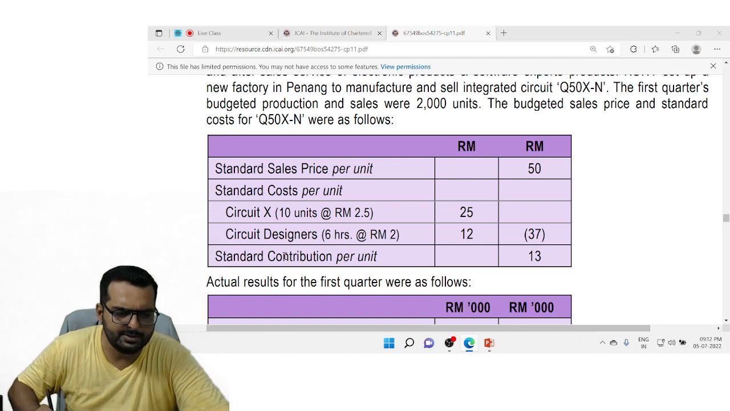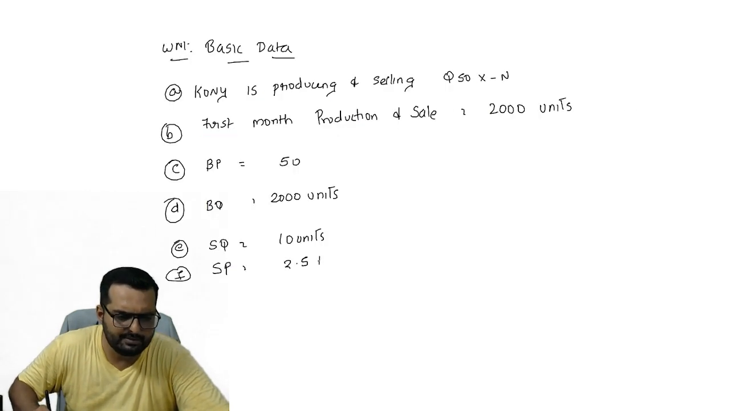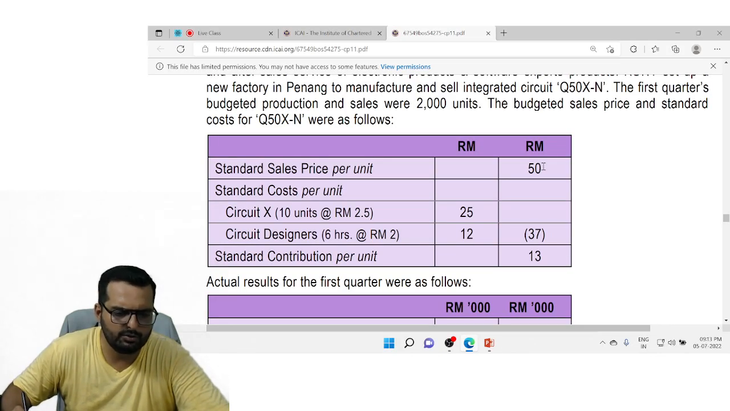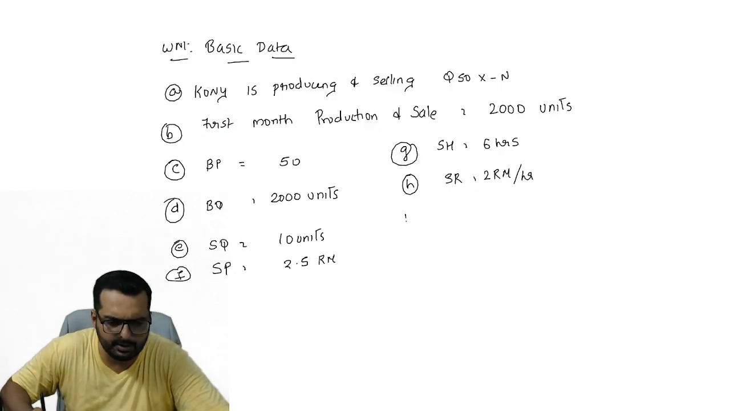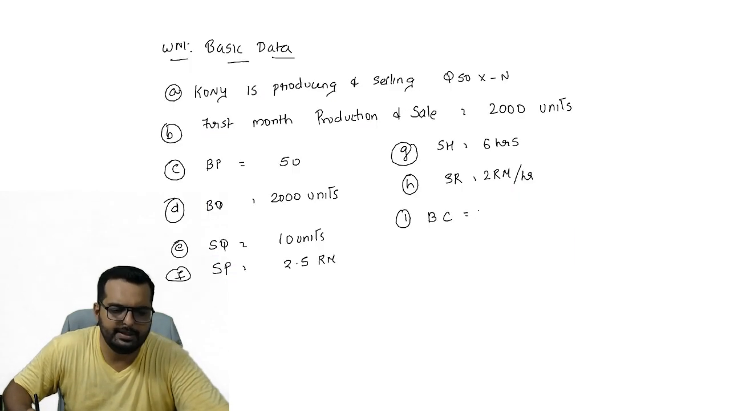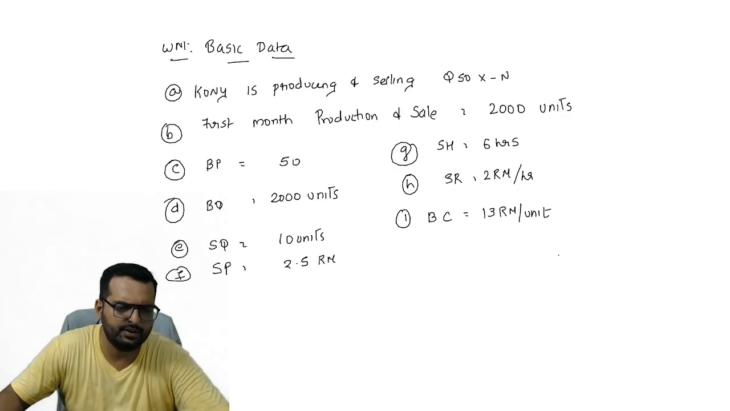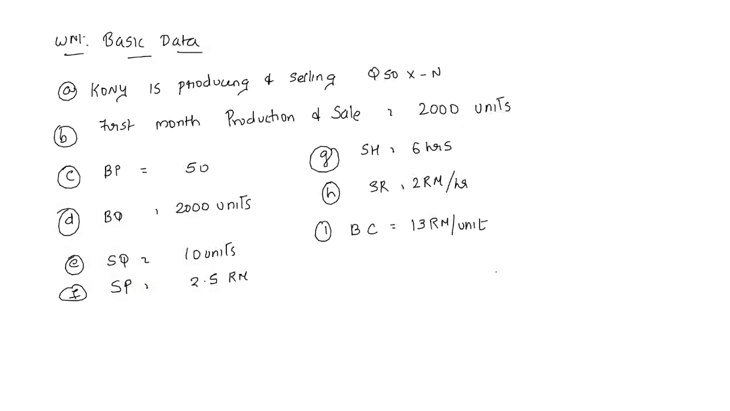SP is also given. How much is SP? 2.5. It is not rupees, it is RM. All right. So I'll continue writing here. We got SQ, SP, we have SH, that is 6 hours, is also given. SR is given as 2 RM per hour. Everybody clear so far? From this, we have got the budgeted contribution per unit also. That is BC. BC is 13 RM per unit. Down they have given the actual results. First, can you write down till here in your books? RM should be Malaysian ringgit.